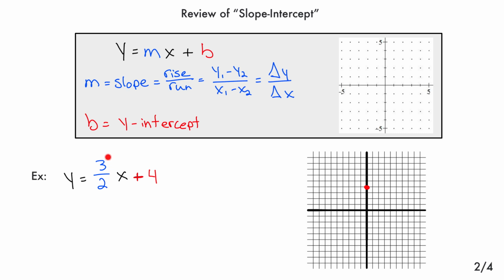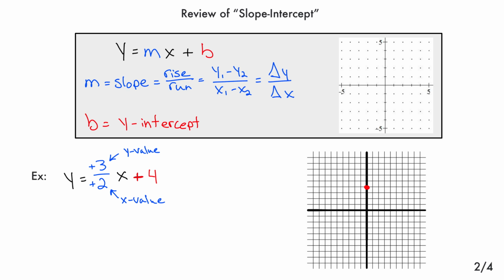The slope is positive 3 over 2. So keep in mind the top number is positive, the bottom number is positive. That is going to tell us how we are going to change. The top number tells you how the y value is going to change. The bottom is going to tell you how the x value is going to change. That's why earlier I said it was the rise over the run, or the change in y over the change in x.